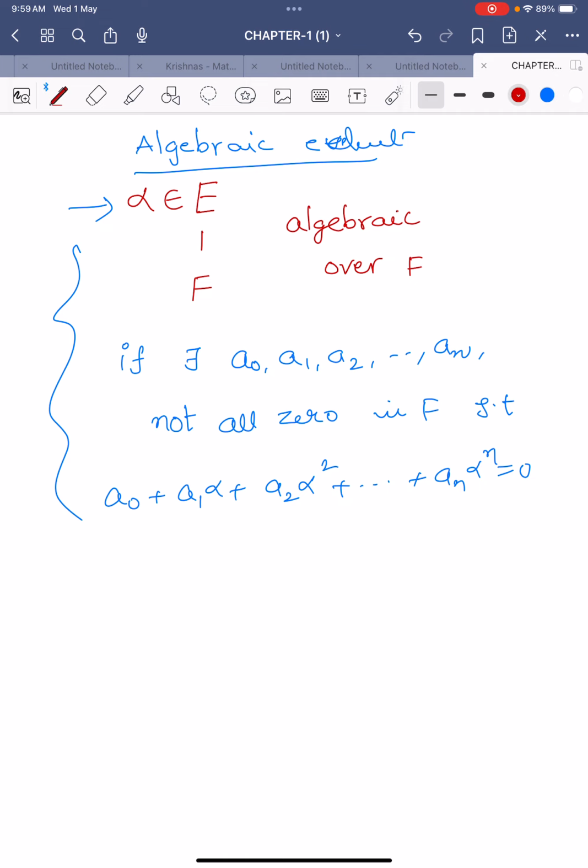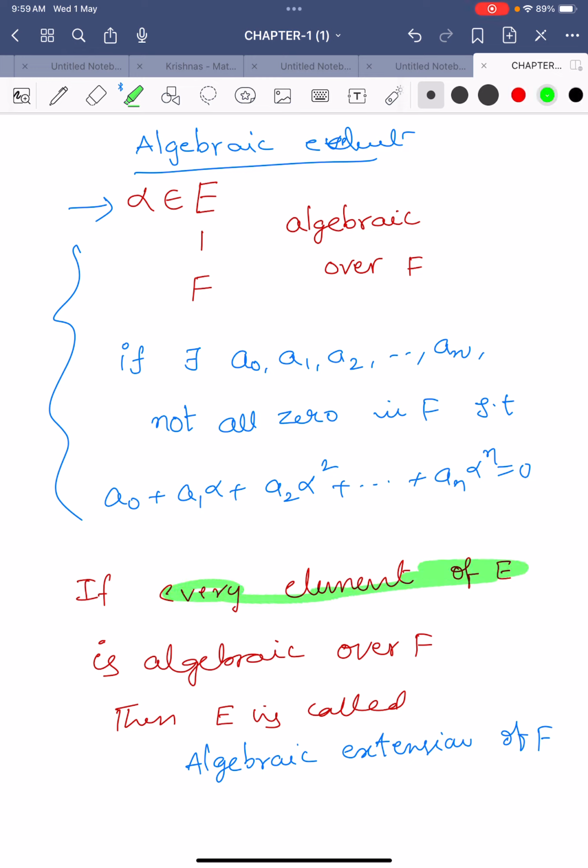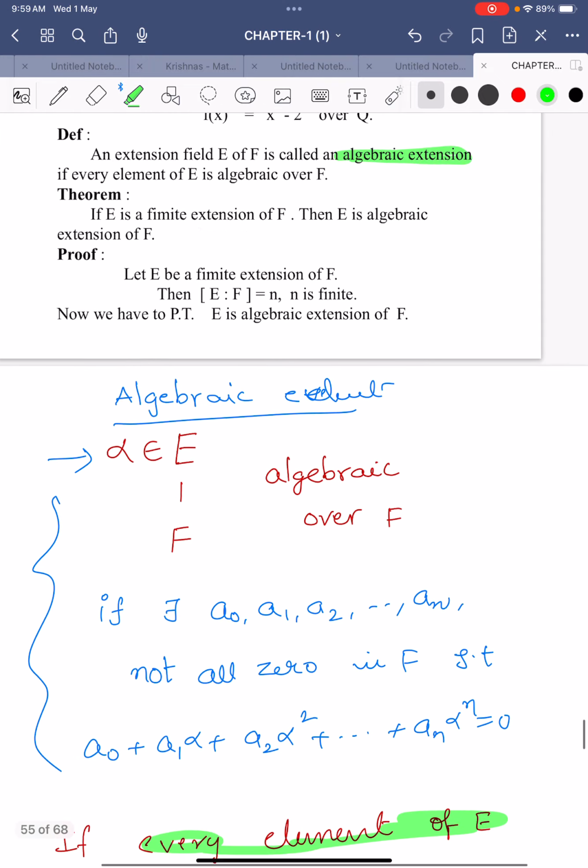If every element of capital E is algebraic over capital F, then capital E is called algebraic extension of capital F. Very, very important definition. Remember that. Every element of capital E is algebraic over capital F, then this extension field E is called algebraic extension. That's it. Next, we are going to prove a theorem.